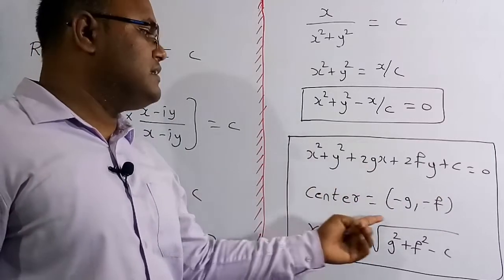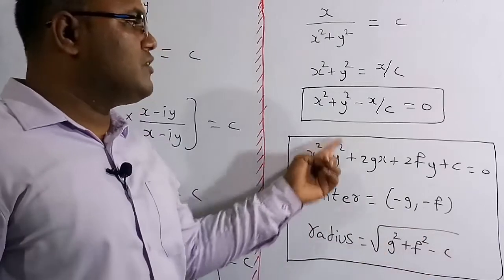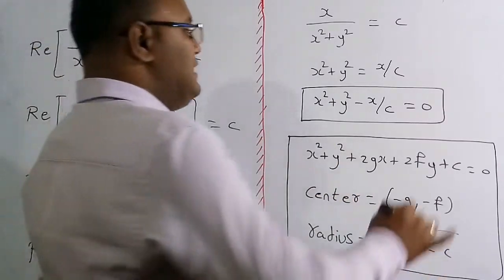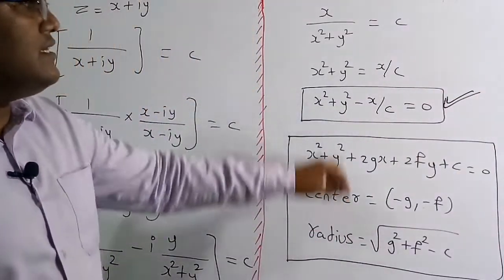Then the center will be minus g comma minus f, and the radius is equal to under root of g square plus f square minus c. So if you compare these two equations, this is the equation of a circle. Therefore we can say the correct solution of this question is a circle.